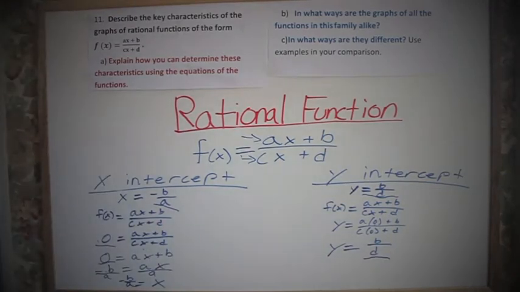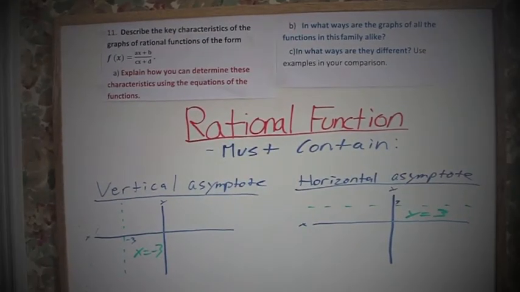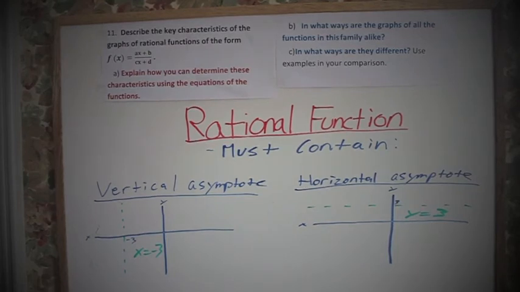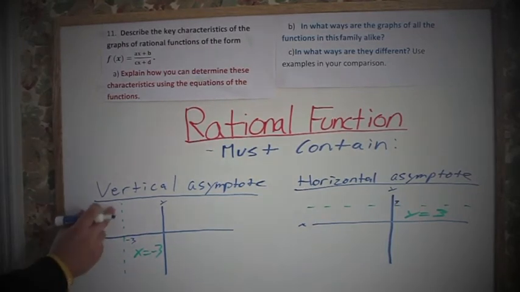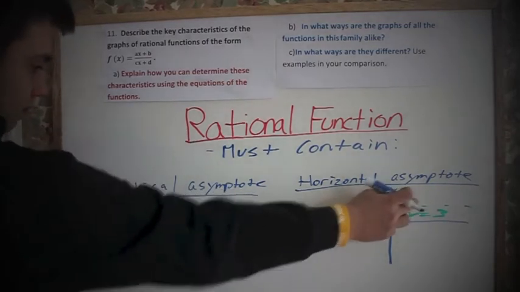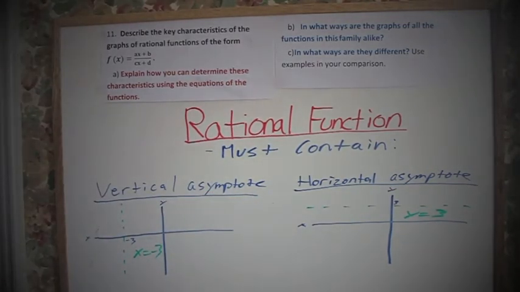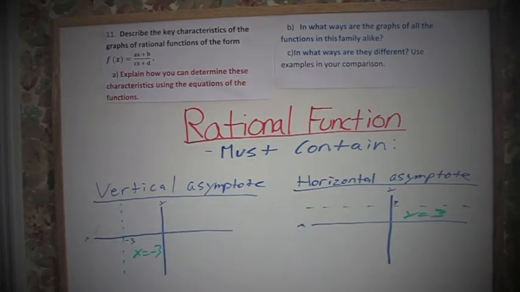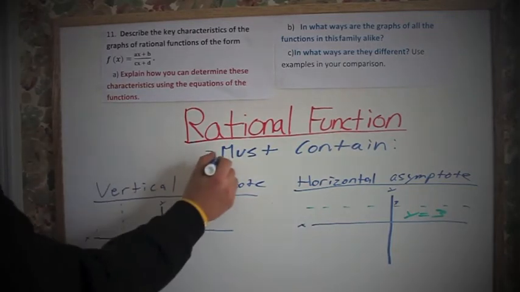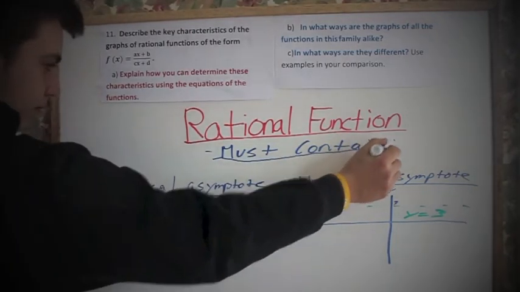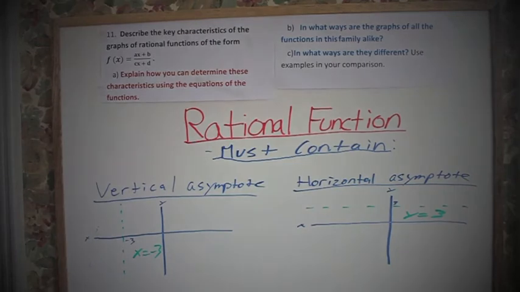Now, to talk about how all the graphs of this function family are alike, all rational functions in this family have to contain vertical and horizontal asymptotes. If you were to graph every function in this family, it is certain that every single one of them would contain vertical and horizontal asymptotes. The values for those asymptotes might be different, but it is certain that they will contain them.